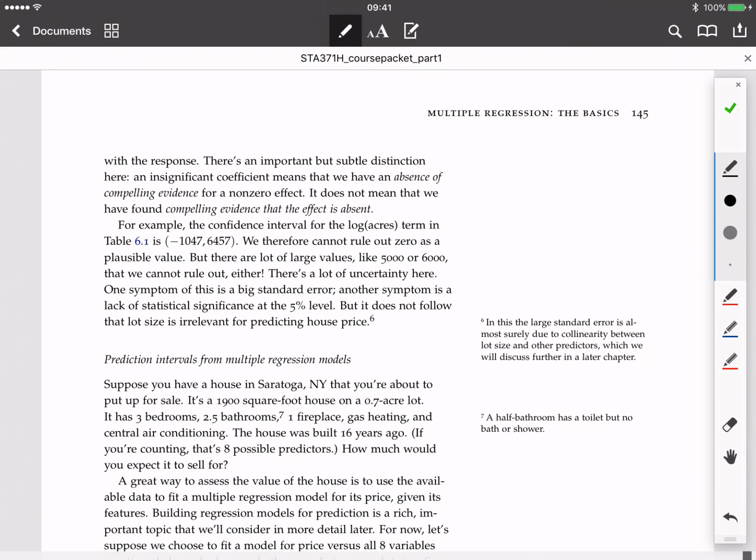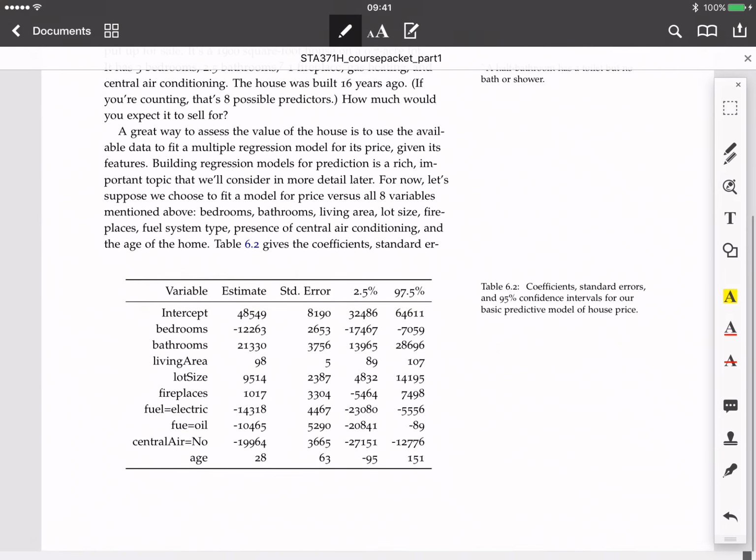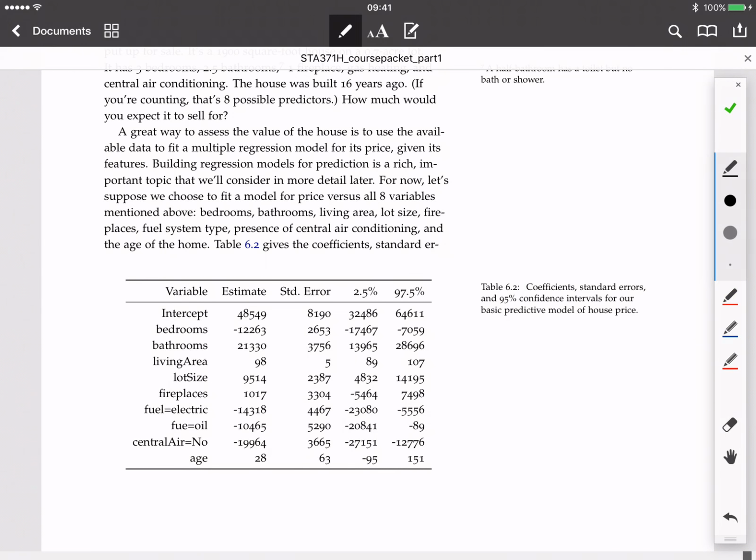All right, one last topic here, and that's about getting prediction intervals from multiple regression models. And this is really, really simple. It goes exactly the same as what we did before. So let's say that we built a predictive model, including all of these variables in this model right here for house prices in Saratoga, New York. We've got bedrooms, bathrooms, living area, lot size, fireplaces, fuel system type, and then whether a house has central air conditioning, and then finally the age of the house. And we've estimated coefficients in that multiple regression model using ordinary least squares.